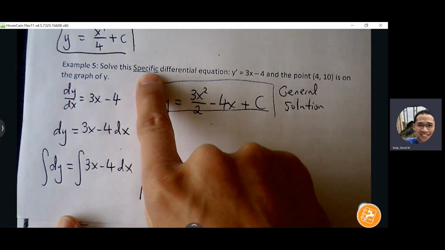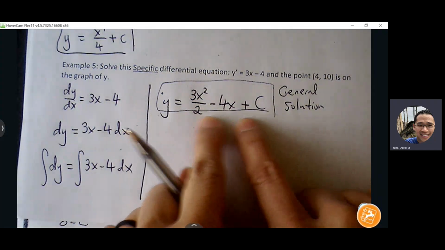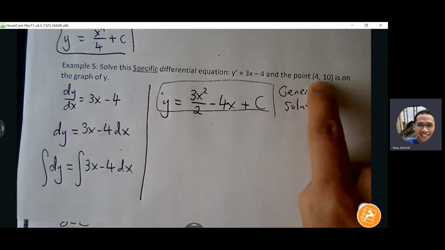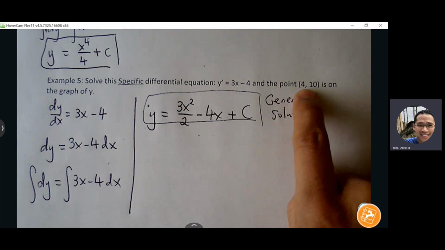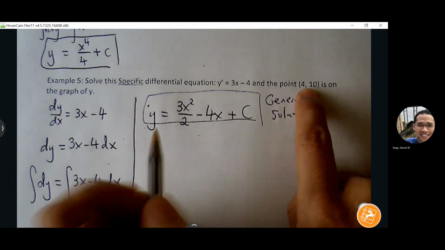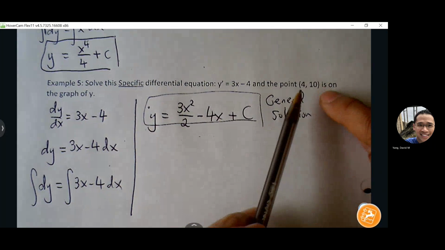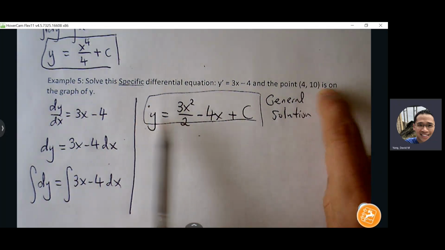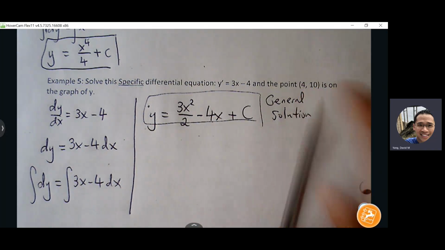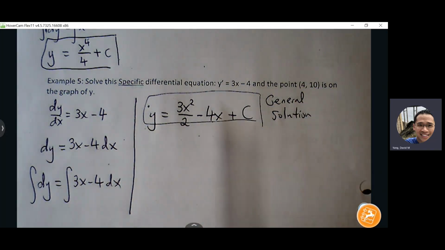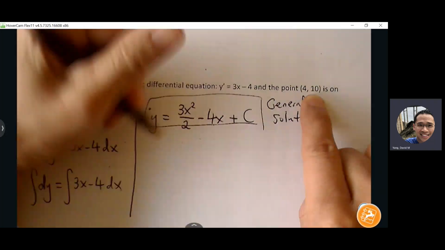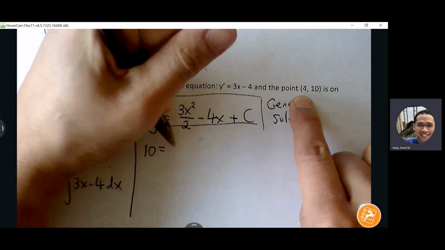But it's asking for a specific solution. So we're going to have to upgrade this to a specific solution. And the way we do that is going to involve that 4, 10. So how do you think this 4, 10 can help us? What do you think this can help us find? Yeah, plug in. 4 goes in for x, 10 goes in for y, and that will allow us to solve for what? c. That's it. Okay, so a specific solution basically allows us to replace the c with a specific number. Okay, so 10 goes in for y, 4 goes in for x.